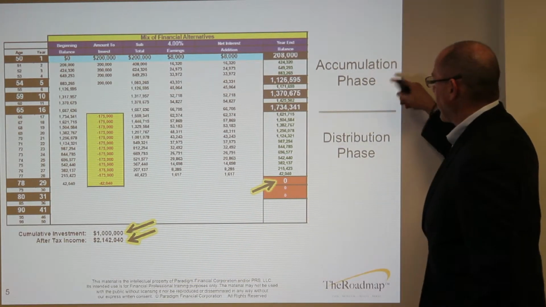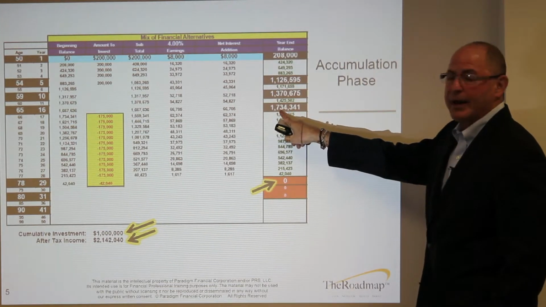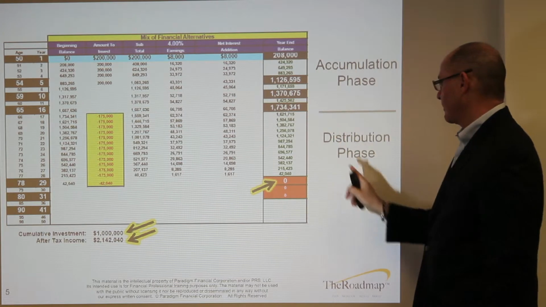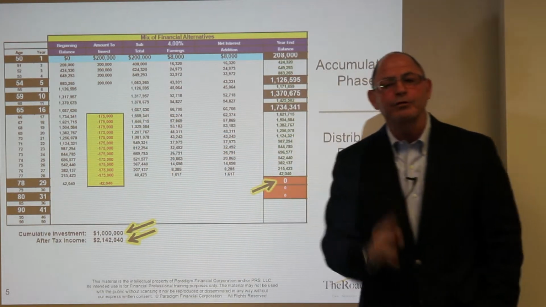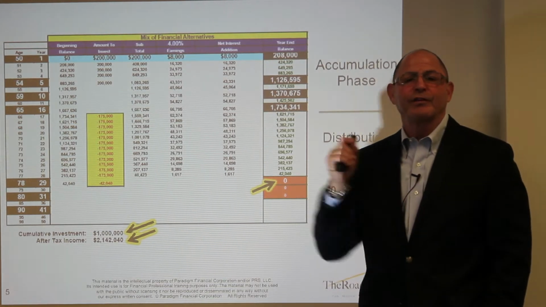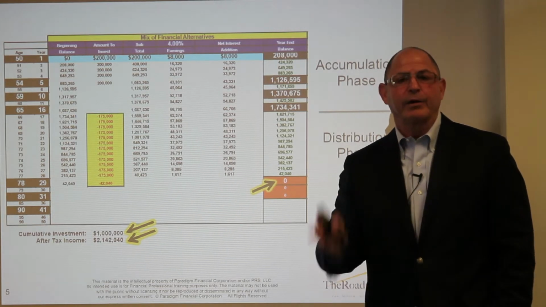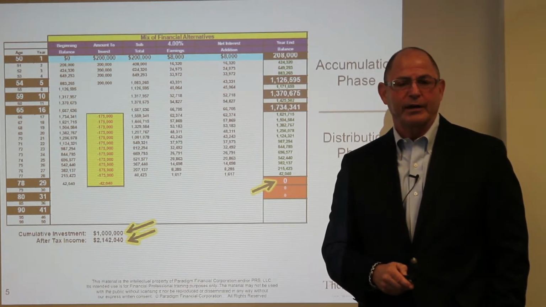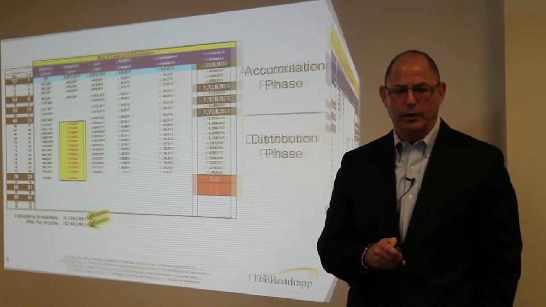We break this out into two parts. The accumulation phase, which is the period of time up until I take out income, and the distribution phase, which is the part that people don't pay attention to. The beauty of Index Universal Life is how it is built, if the policy is properly structured, to generate substantial tax-free income with a lower volatility quotient, if you will.